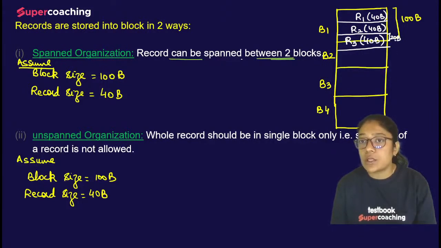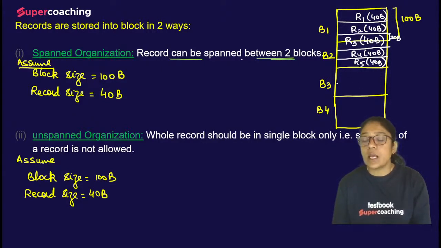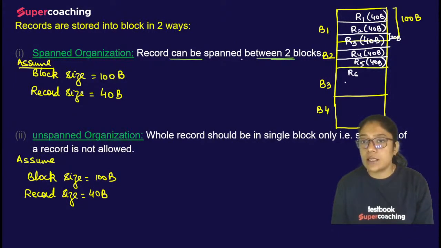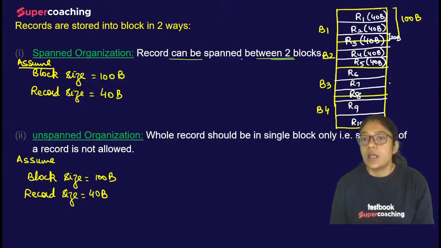Total 100 bytes was there, 20 bytes is used. So record 4 is taking 40 bytes and record 5 is taking 40 bytes. Okay, this is known as spanned organization. Next, record 6, record 7, 40, 40, and record 8 will be spanned over two blocks. This is record 8, record 9 and record 10. Correct? So this is spanned.